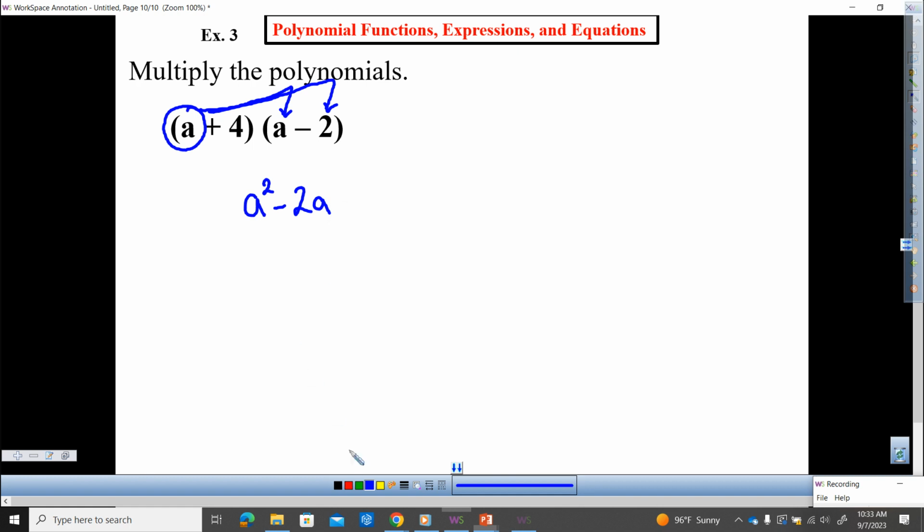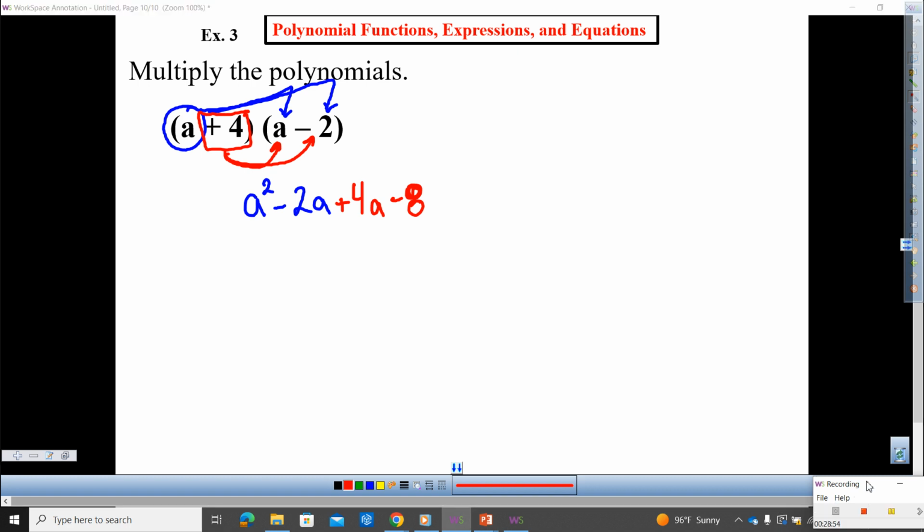I'm done with this one times these two, so now I'm going to focus on this one times these two. So 4 times a and 4 times negative 2. What is 4 times a? It's a positive 4a. What is 4 times negative 2? Negative 8. There you go. Copy that, please, up to right there. I'll pause the music.